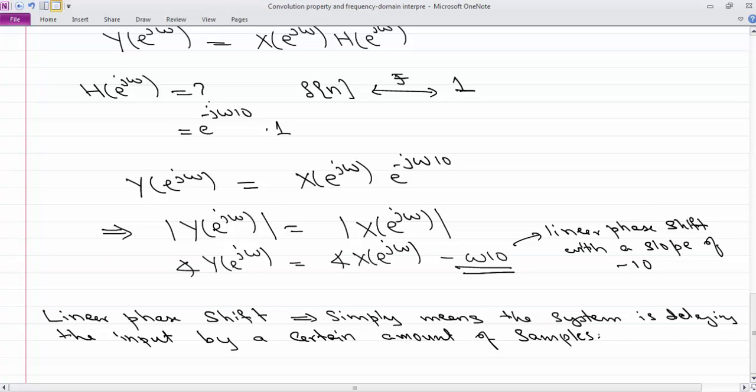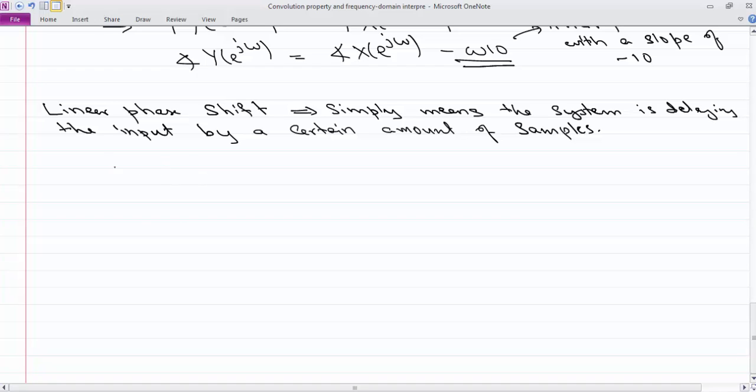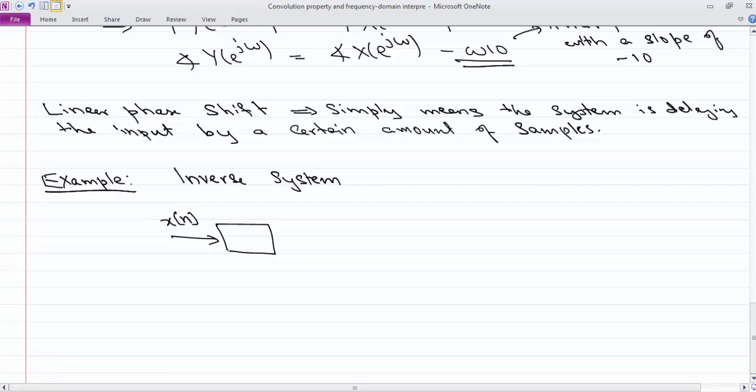Now, this is a very simple example that I just gave to convey that you can just use that convolution property that we talked about to compute what's happening to the output frequencies. Let's look now at a little bit more complicated example of what is called an inverse system. Suppose you have an input signal x n, and the input signal passes through an LTI system h n, and you get y n.